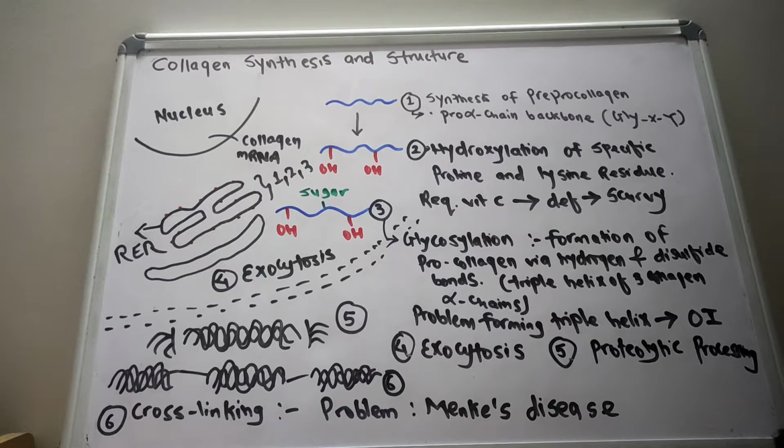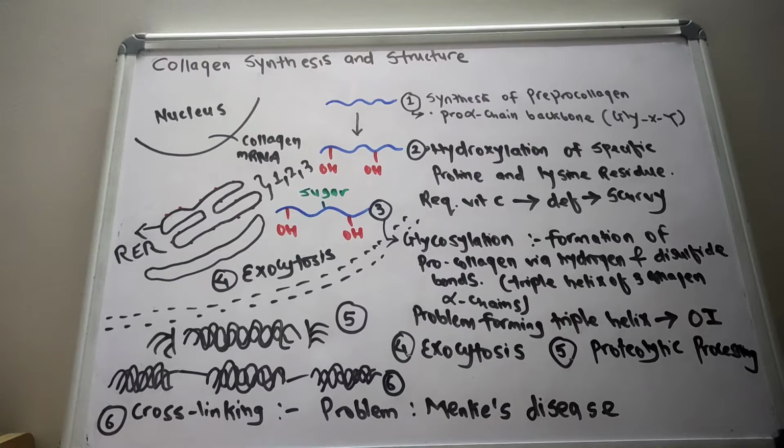So collagen synthesis occurs in the intracellular space and the extracellular space. There are especially 6 steps you should know during collagen synthesis: the synthesis of the pre-procollagen, hydroxylation, glycosylation, exocytosis of the procollagen, proteolytic processing, and the last one is cross-linking. These 6 steps you should know.